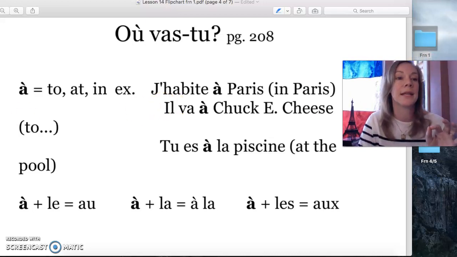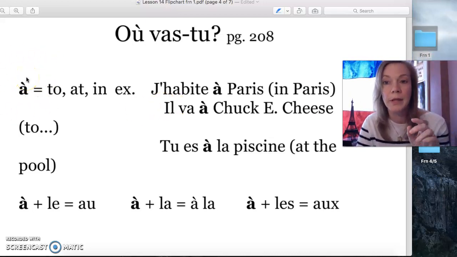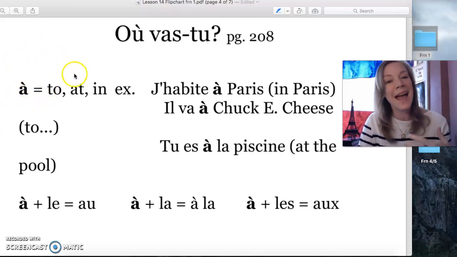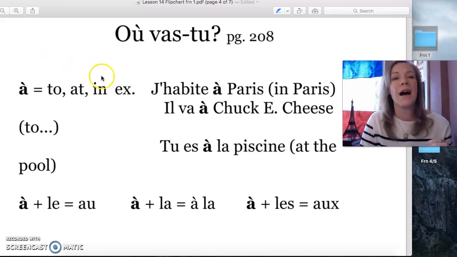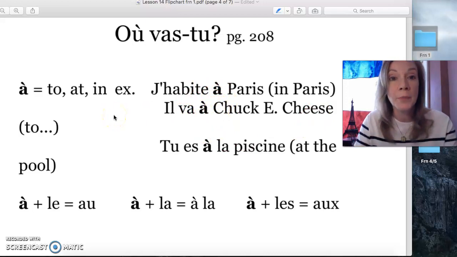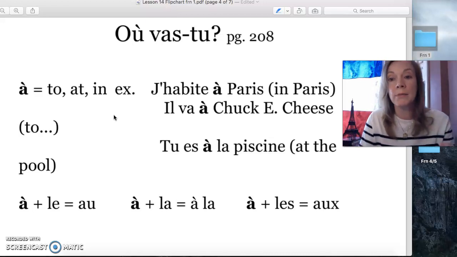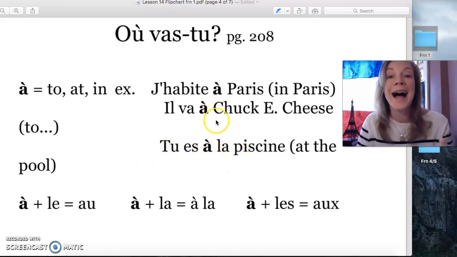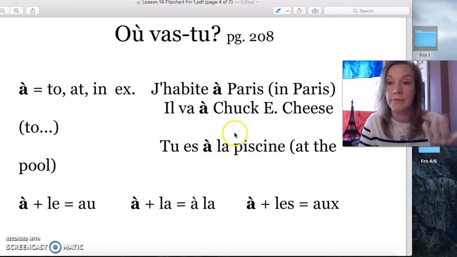The very simple way to say to in French, not the number two, but to a place, is à with the accent grave. It means to, it means at, it means in, it means a lot of things. In this case, though, we say, for example, I live in Paris, j'habite à Paris, or he's going to Chuck E. Cheese, il va à Chuck E. Cheese. So there it is, the word to. If you want to say you're going to the place, for example, to the movies, or to the park, or here my example says to the pool, or at the pool, it's à la piscine. You just say to the, very simple.